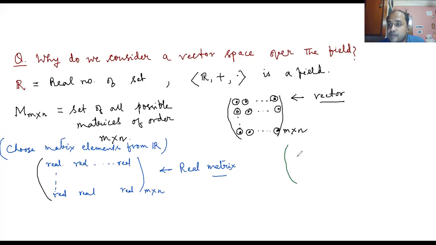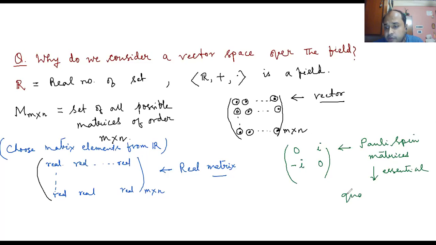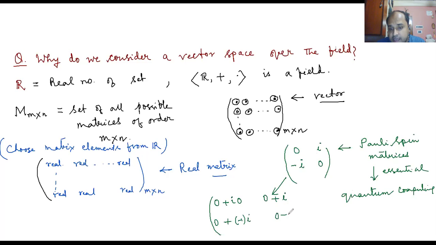But say, for example, if someone suddenly says that, okay, let us consider this matrix, 0 i, minus i 0. This matrix has a tremendous amount of physical significance because it is actually called a Pauli spin matrix. And they are very much essential in quantum information processing, quantum computing actually. So if someone says that in quantum computing we have to work with this particular matrix, the matrix elements are actually like 0 plus i0, 0 plus i, then 0 plus minus 1 into i, and 0 plus i0. Everybody will understand that you have considered a 2x2 matrix.